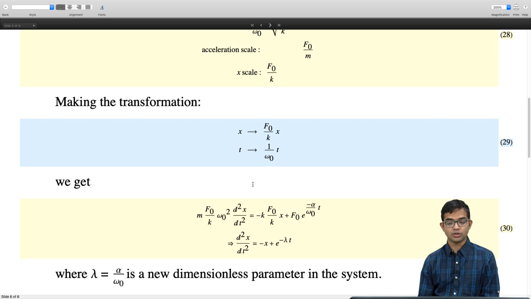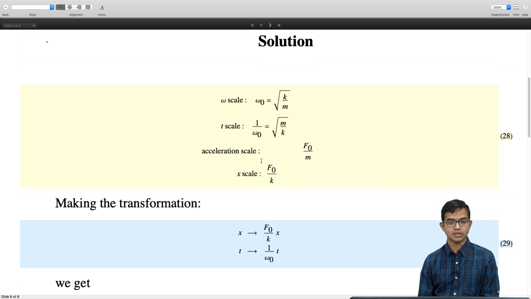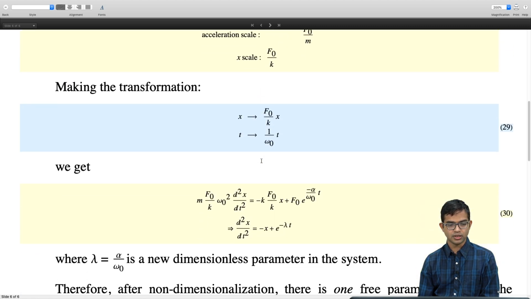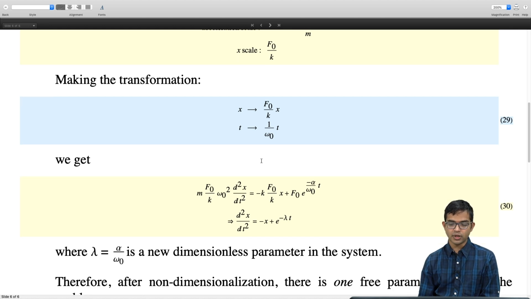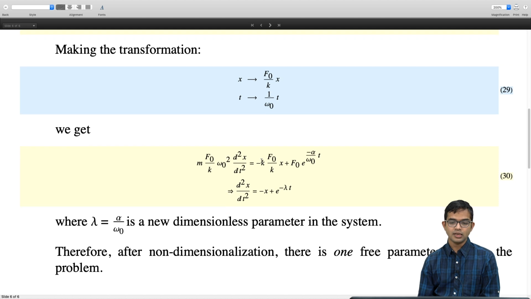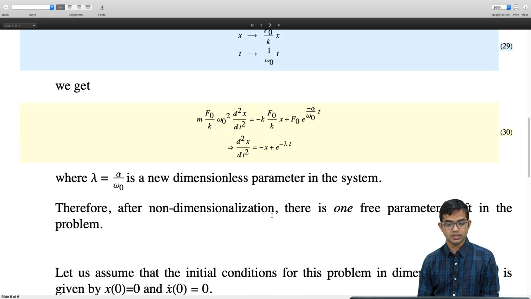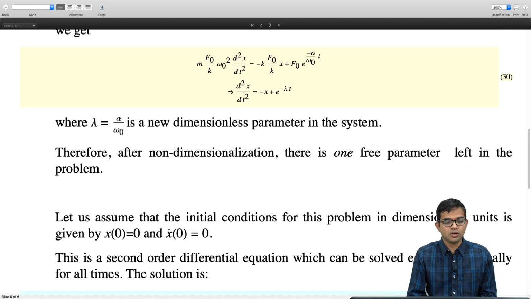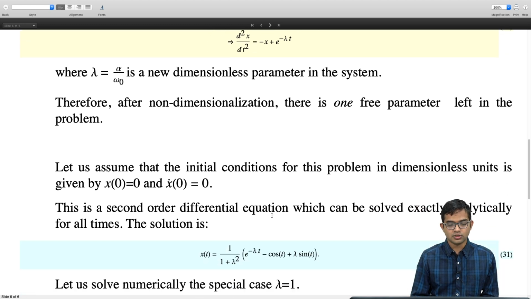So alpha by omega naught is dimensionless, right? So alpha times t is dimensionless and omega naught times t is also dimensionless, right? So alpha by omega naught is indeed a dimensionless parameter. So there is this one free parameter left in this problem. It's still a completely analytically solvable differential equation, right? So for simplicity, I'm just taking x of 0 to be 0, x dot of 0 to be 0, and the solution, it turns out, I'm just giving you the solution, right?